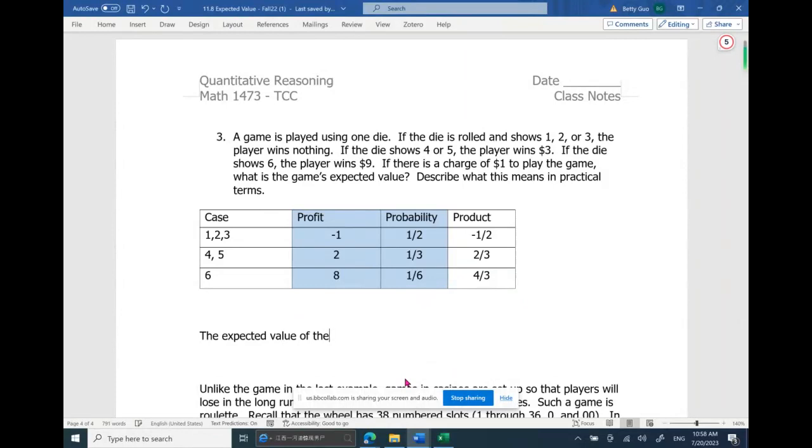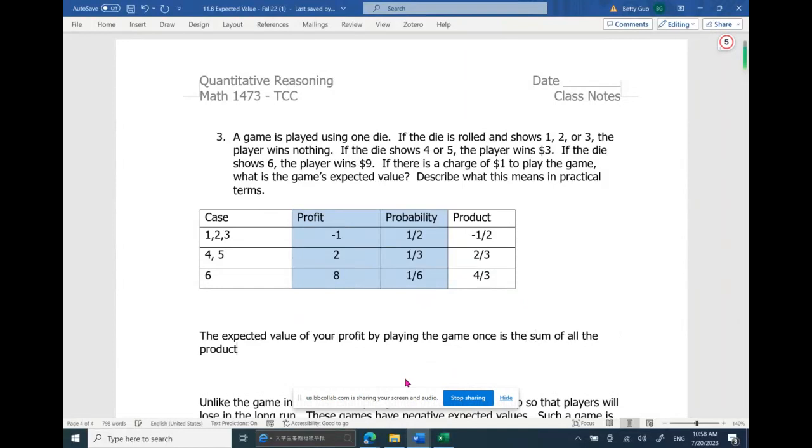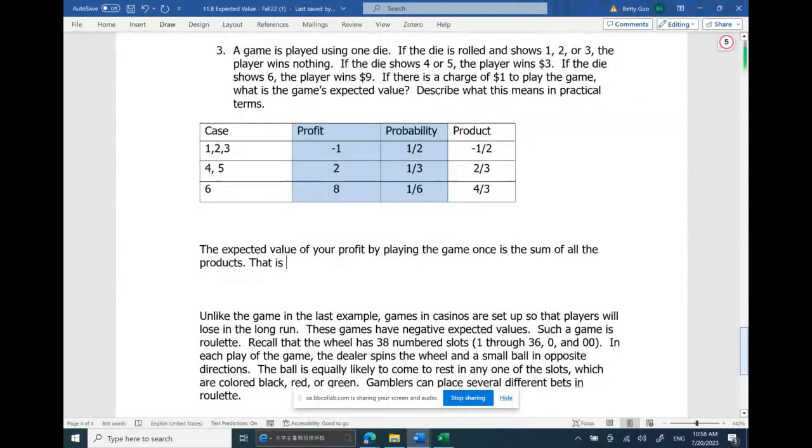of your profit by playing the game once is the sum of all the products. That is, let's add them up. Let me write those numbers. Negative 1/2 plus 2 over 3 plus 4 over 3.